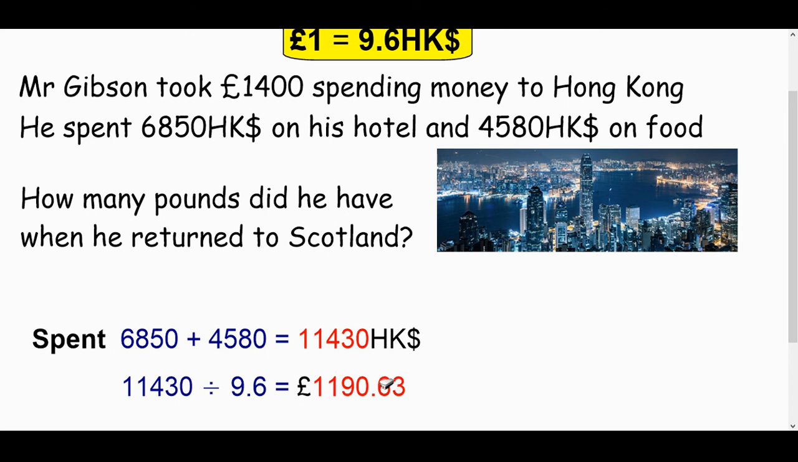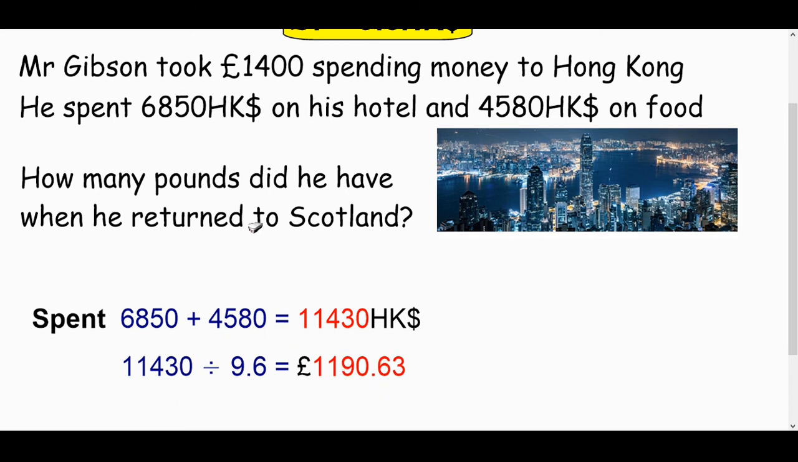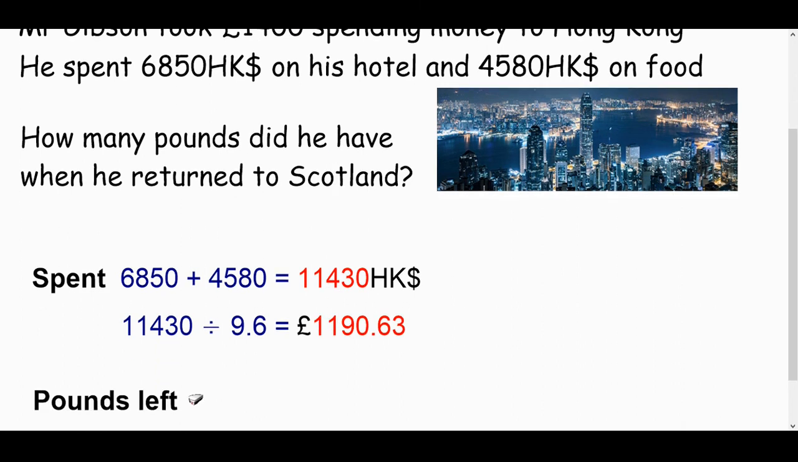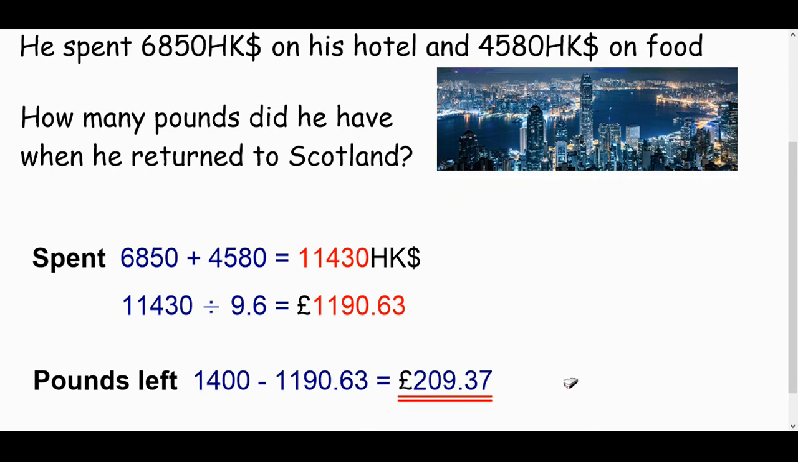£1,190.63. Okay, so to see how much I returned with, you take your 1,400 starting and then take that away from it. So that's how many pounds I've got left. 1,400 take away that and I've got £209.37.